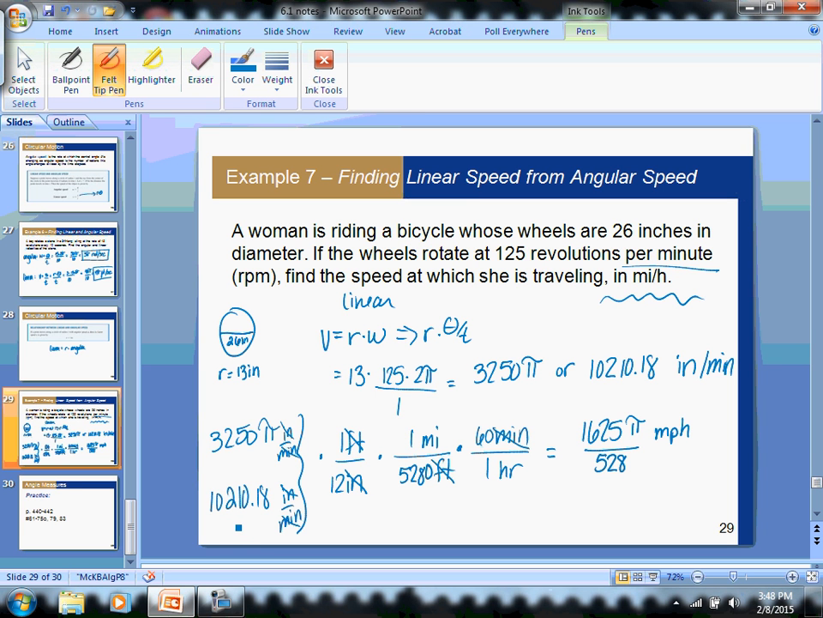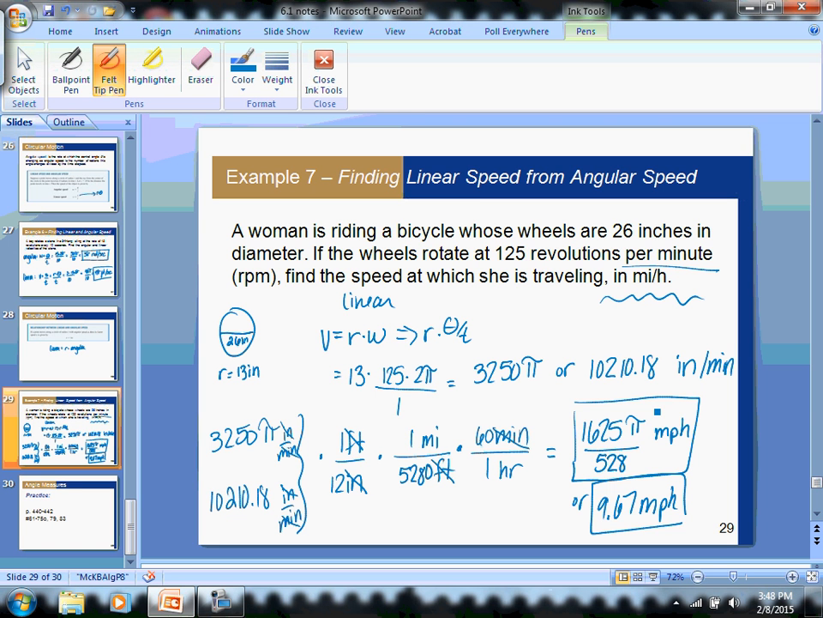Or if you were doing your decimal here, you would take your decimal, multiply it by 60, and then divide by 12 times 5280, and then you would get 9.67 miles per hour. So either one of these would be an acceptable answer. Probably makes a little bit more sense for us to write it as the decimal, 9.67 miles per hour, just because that's how we speak about speed. We don't measure it in pi when we're just speaking about how fast we're traveling.